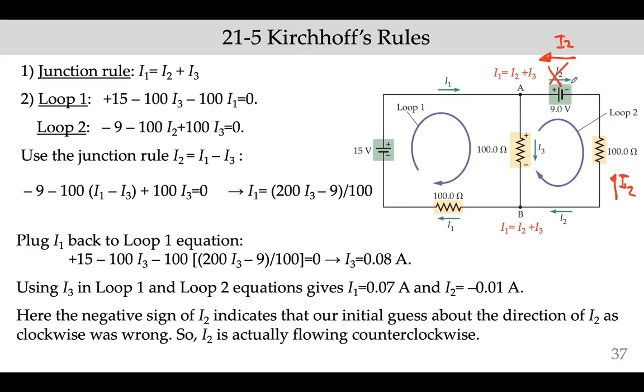Okay, so at this point, you don't have to redo the calculations. The values are correct. The only thing this negative sign signals is that the correct direction of I2 is not the direction that we chose initially, but the opposite direction. Other than that, the values are correct.